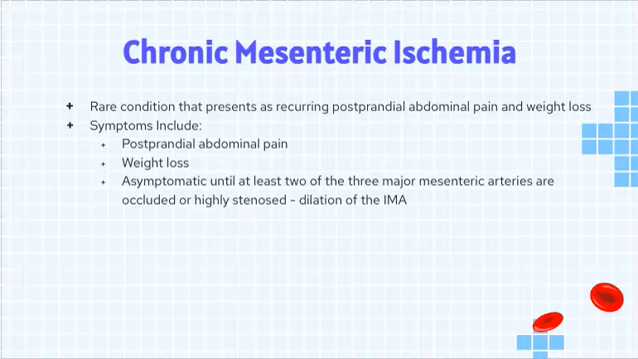For sonographic evaluation, we're going to look at the celiac axis, the SMA, and the IMA. This is usually asymptomatic until at least 2 of the 3 major mesenteric arteries are occluded or highly stenosed. So think celiac axis, SMA, IMA. Usually the celiac axis and the SMA become occluded and highly stenosed before the IMA. And so if that happens, the IMA will become dilated.